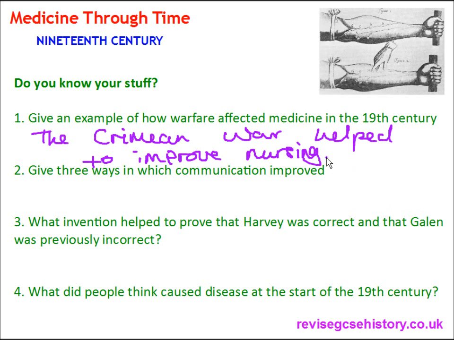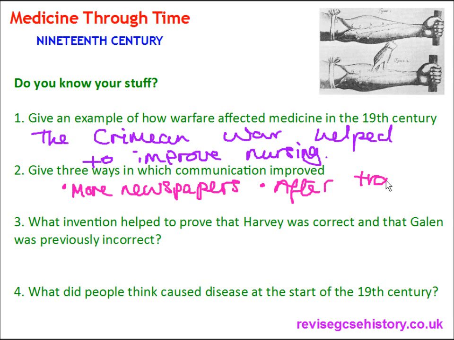Give three ways in which communication improved. There were more newspapers, faster trains, people could get to conferences, many could read, not like in the Middle Ages when very often only monks and nuns could read.